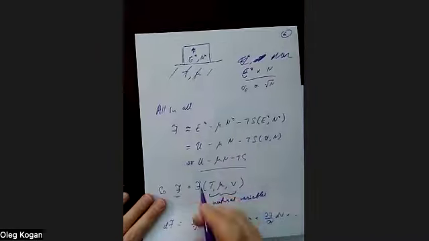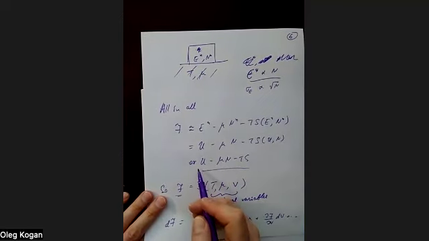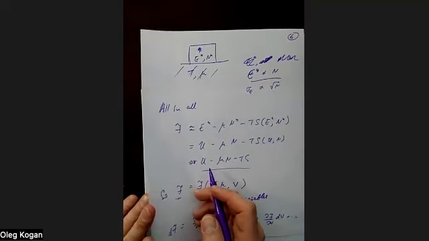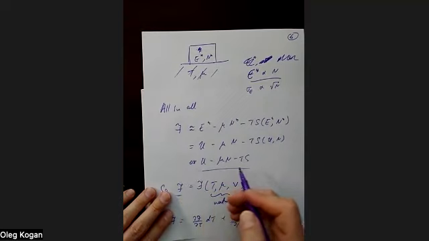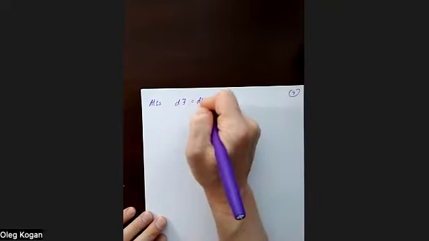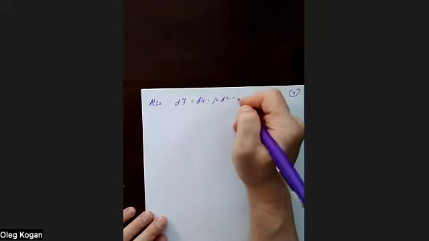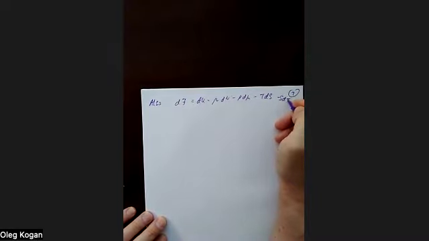So then, on the other hand, we also have that the grand canonical potential is U minus mu N minus TS. Therefore, dF equals dU minus mu dN minus N d mu minus T dS minus S dT. Okay, so it is dU minus mu dN minus N d mu minus T dS minus S dT.